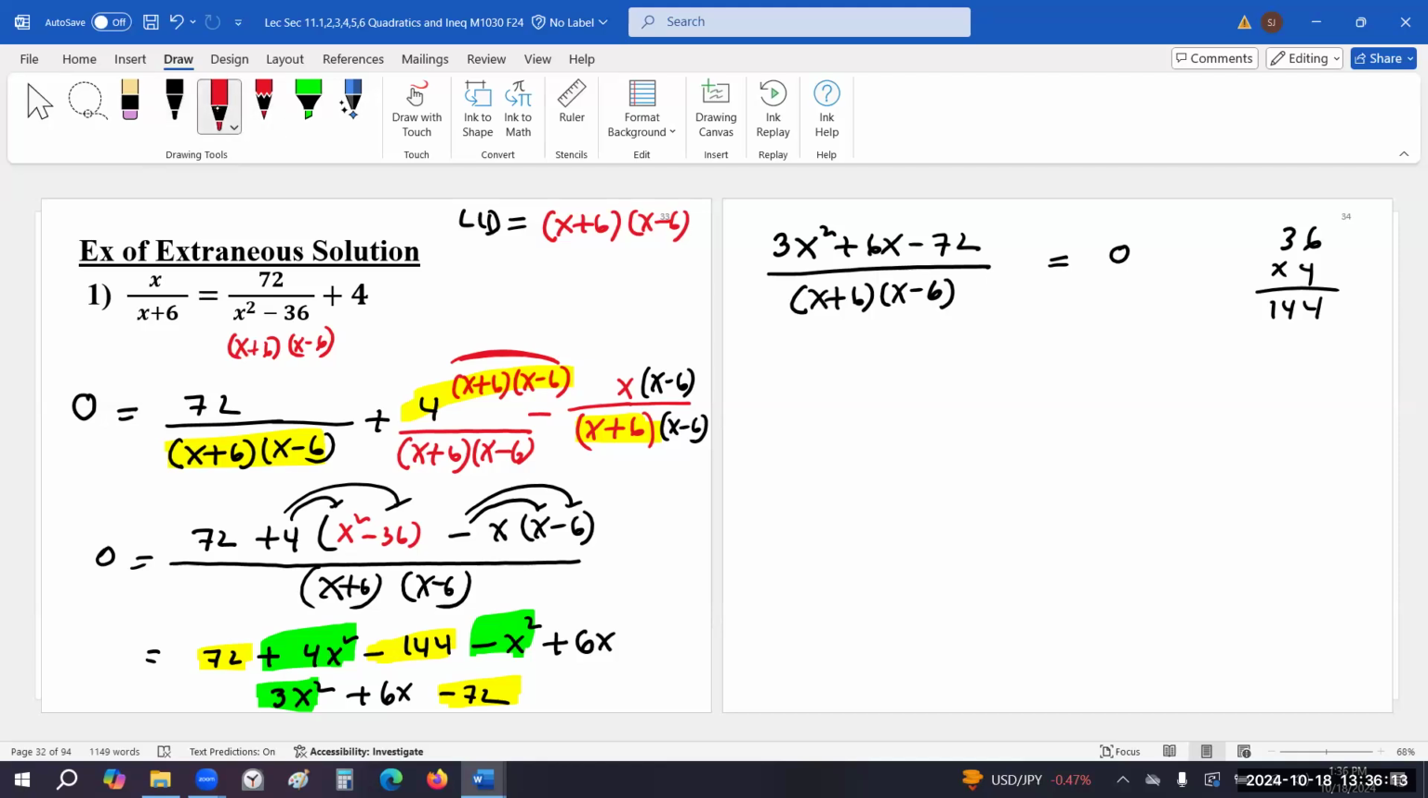First, let me get you the denominator. Once you combine the numerator, we don't want the denominator anymore. It's useless. So multiply x plus 6, x minus 6, both sides. So the denominator cancels out. And we have 3x squared plus 6x minus 72 equals 0.